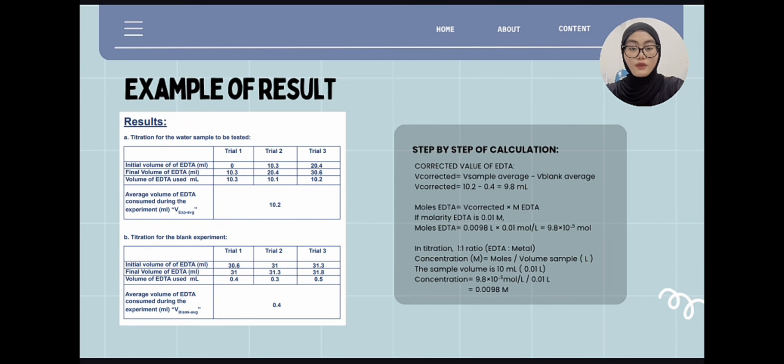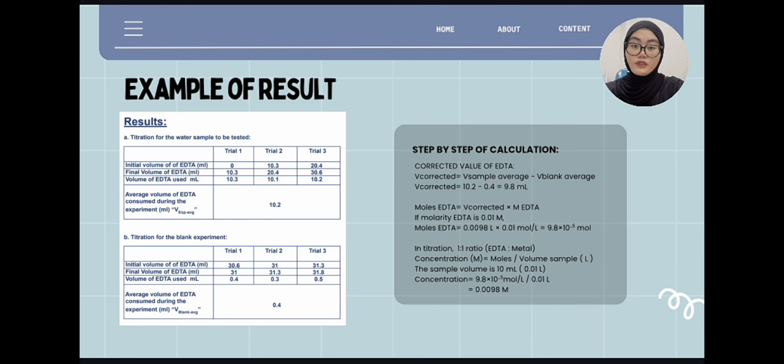The second one is moles of EDTA, and the formula is the corrected value multiplied by the molarity of EDTA. If the molarity of EDTA is 0.01 M, the moles of EDTA that we get is 0.0098 liter multiplied by 0.01 mole per liter. So the final answer that we get is 9.8 times 10 to the power of minus 5 mole. In complexometric titration, the molar ratio between EDTA and the metal ion is 1:1. So it means the moles of metal will be the same as the moles of EDTA.